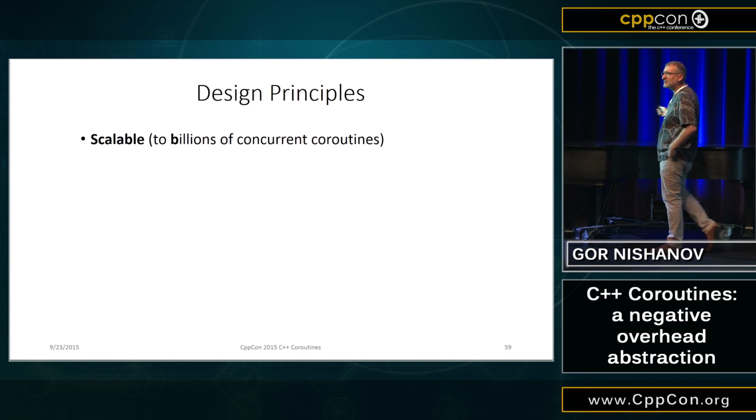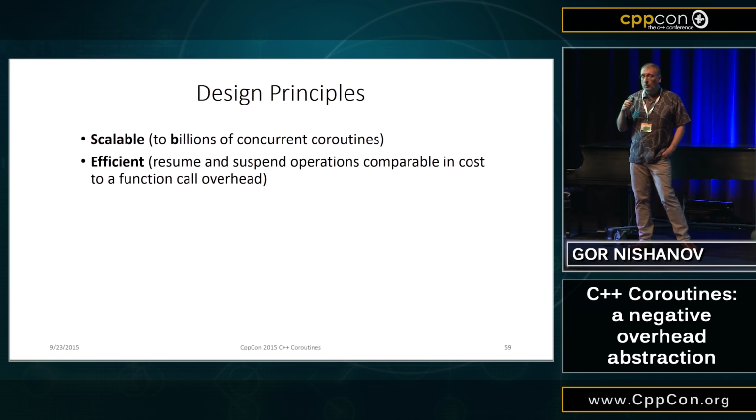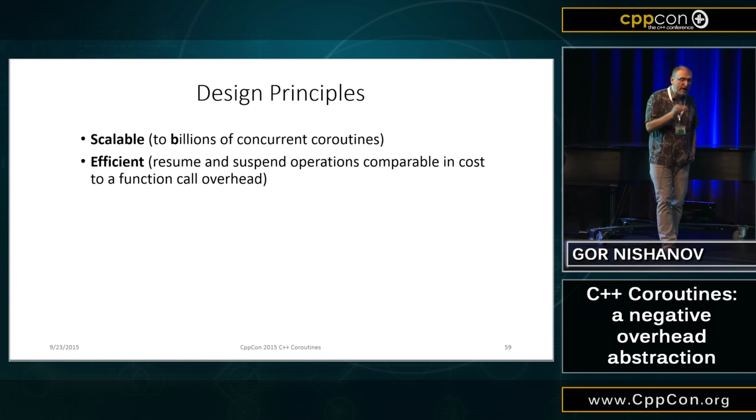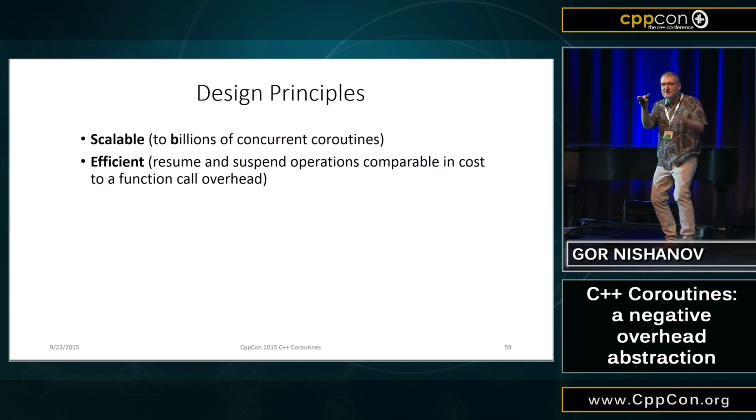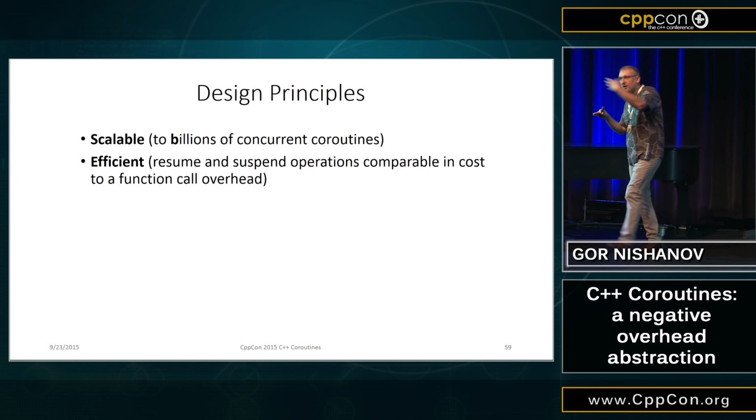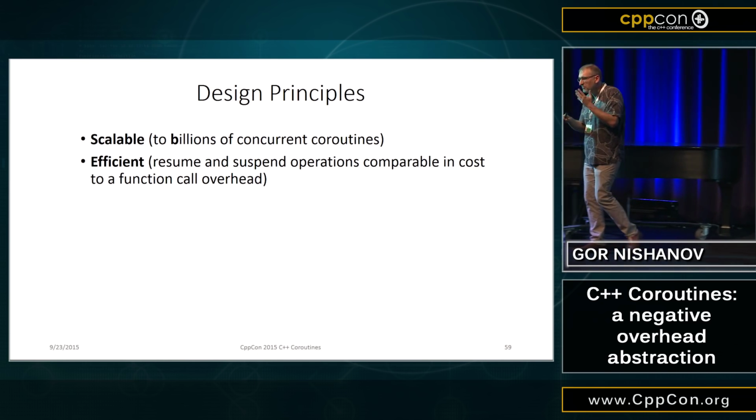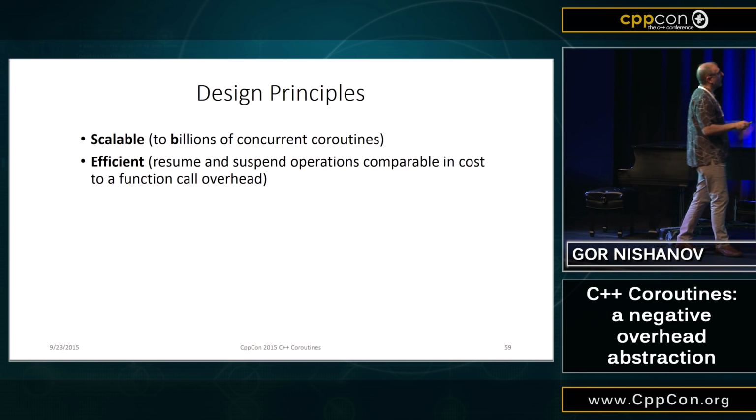You can have as many of them as you want. And also, it's a function generalization. That third operation, suspend and yield back, should be as fast as the call. So you should not be concerned about that. It should be as fast as the function call overhead.